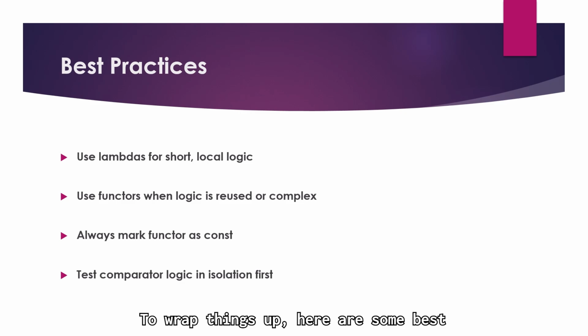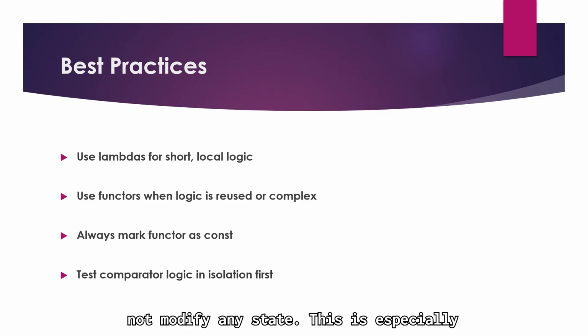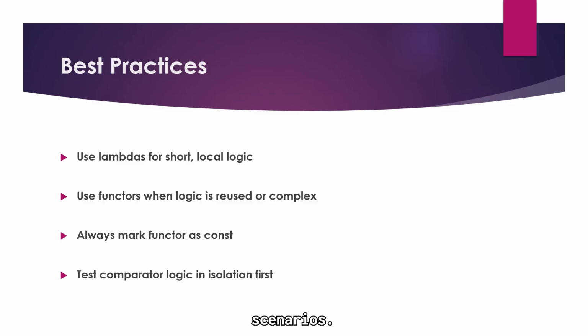To wrap things up, there are some best practices. Use lambdas when your comparison logic is simple, short-lived, and does not need to be reused. Use functors for more complex or reusable comparison logic. Functors can also hold state, making them ideal for maintaining additional data during comparisons. Always ensure that your comparator is const correct if it does not modify any state. This is especially important when using functors with STL containers. Test your comparators thoroughly. It's easy to overlook edge cases, so always ensure that your comparators work correctly in all scenarios.